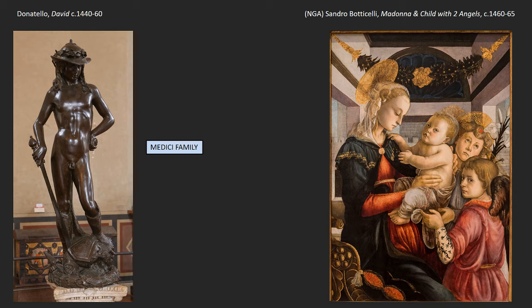So if you think about the transitive property, right? If A equals B and B equals C, then A equals C, right? So if David is Florence and David is the Medici, the Medici are Florence, right? And that's exactly what was going on behind the scenes. You know, they were not elected as leaders, but all of their flunkies were.